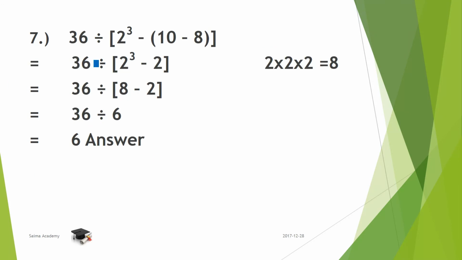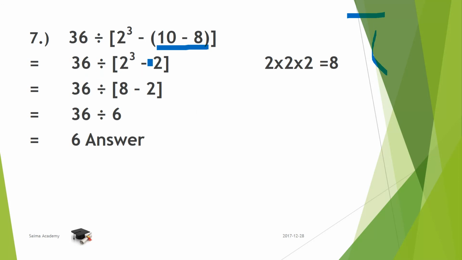This is the last question. Here we have 36 divided by large bracket 2 cube minus 10 minus 8. Right? So we have to follow PEMDAS again. And in PEMDAS, first you have to solve the bar line. We do not have a bar line. Come to this small bracket, because we have this small bracket. We cannot solve this large bracket first. This one first.